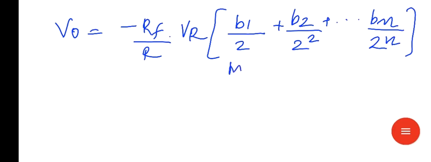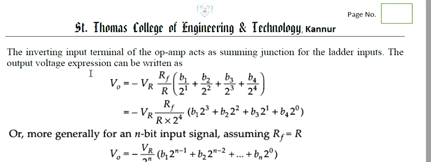This is the MSB bit and this is the LSB bit. Okay. This is the expression for V out. This is the expression for the R-2R ladder DAC analog output voltage V out. Okay. So we get this expression: V out is equal to minus VR into RF by R into B1 by 2 plus up to B4, then up to Bn by 2 raised to n.